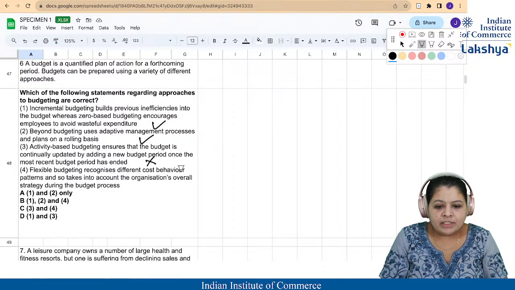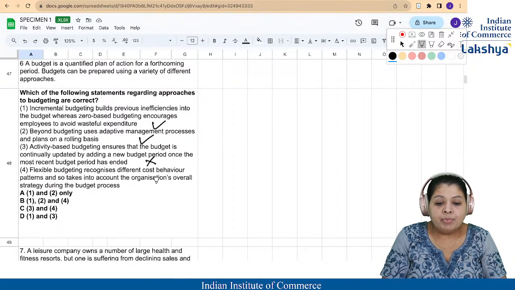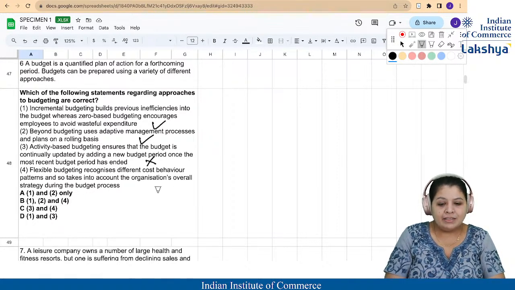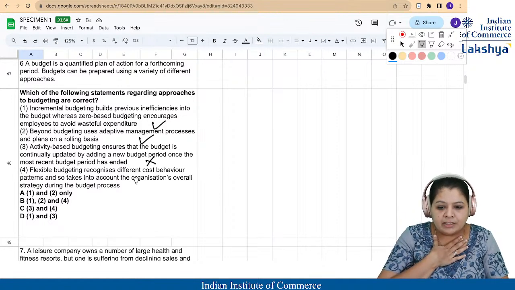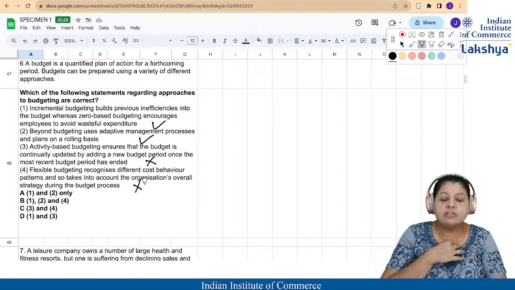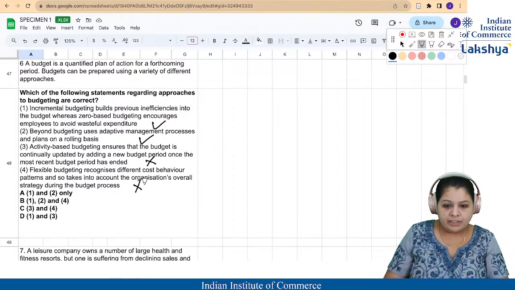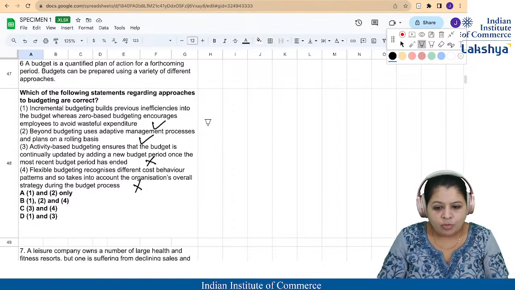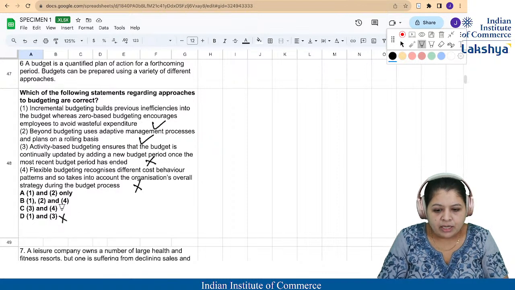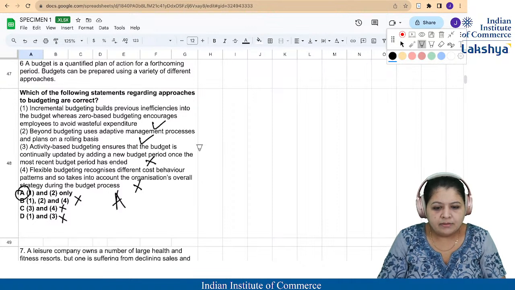Flexible budget recognizes different cost behavior patterns so as to take into account the organization's overall strategy during the budgeting process. Well, flexible budgeting is a traditional budgeting method, right? So obviously that is also incorrect. It does not look at the overall budgeting strategy. Beyond budgeting does, but flexible budgeting does not. So I know my 3 and 4 are definitely wrong. Let's see which one has got 3 and 4. Hence, my answer is A.